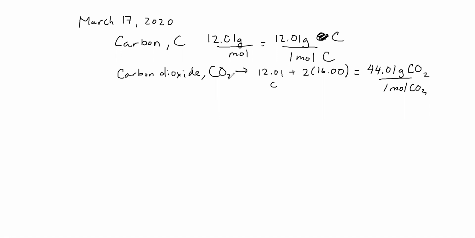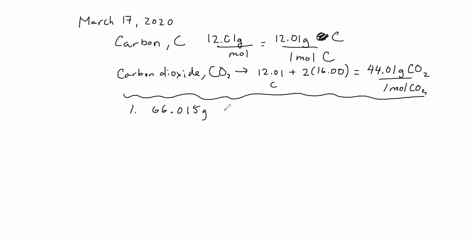If I were to ask you to find the number of moles of something given a certain number of grams, so say, for example, let's separate this here into a second part. Let's say I'm given 66.015 grams of CO2. Well, I don't really know what that represents in terms of number of moles. So I'm looking for number of moles. But what I do know is that the molar mass of carbon dioxide is 44.01 grams per 1 mole of CO2.